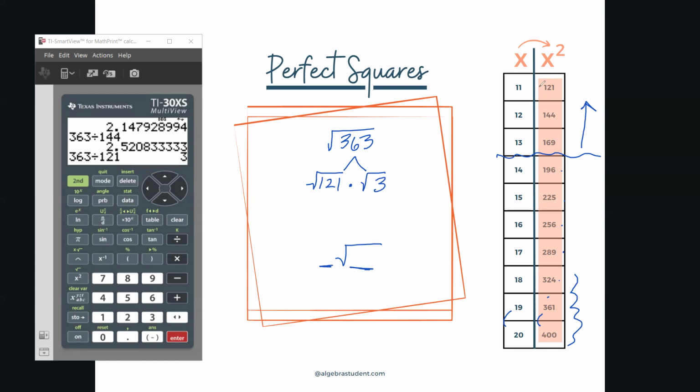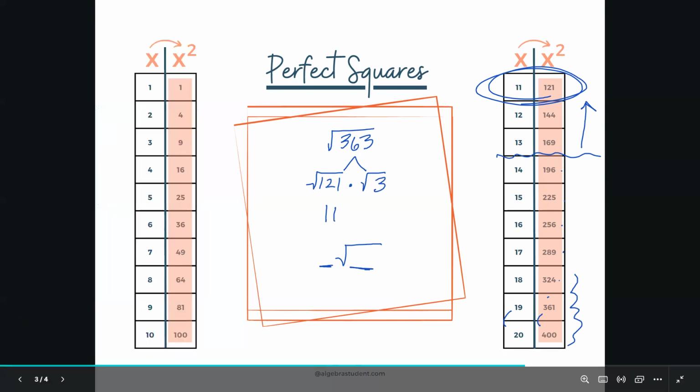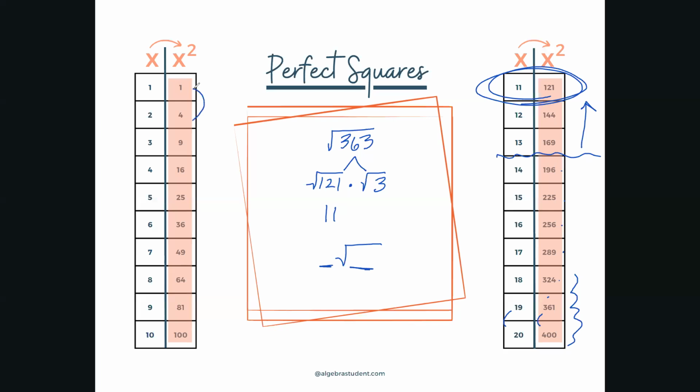All right. Well, 121 is the perfect square of 11. So the square root of 121 is 11. And then I can go to the other side over here and just double check. I want to see if I see 3, the square root of 3, right? And I don't see it. 3 would be somewhere between 1 and 2 squared, and so it's not there.